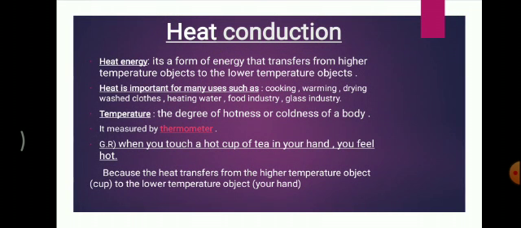Heat energy is a form of energy that transfers from what? From the higher temperature object to the lower temperature object. Again, what is meant by heat energy? It's a form of energy that transfers from the higher temperature object to the lower temperature object.